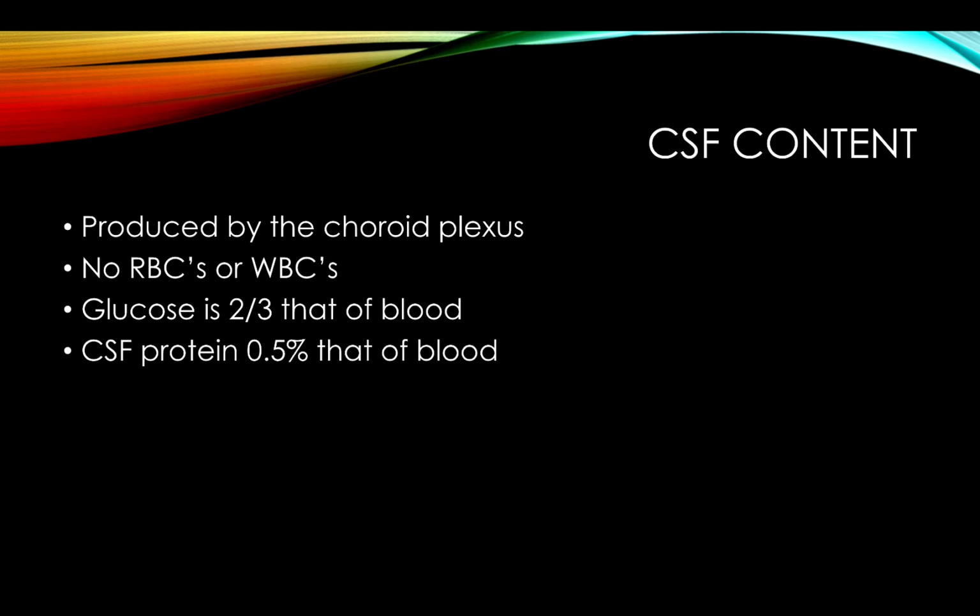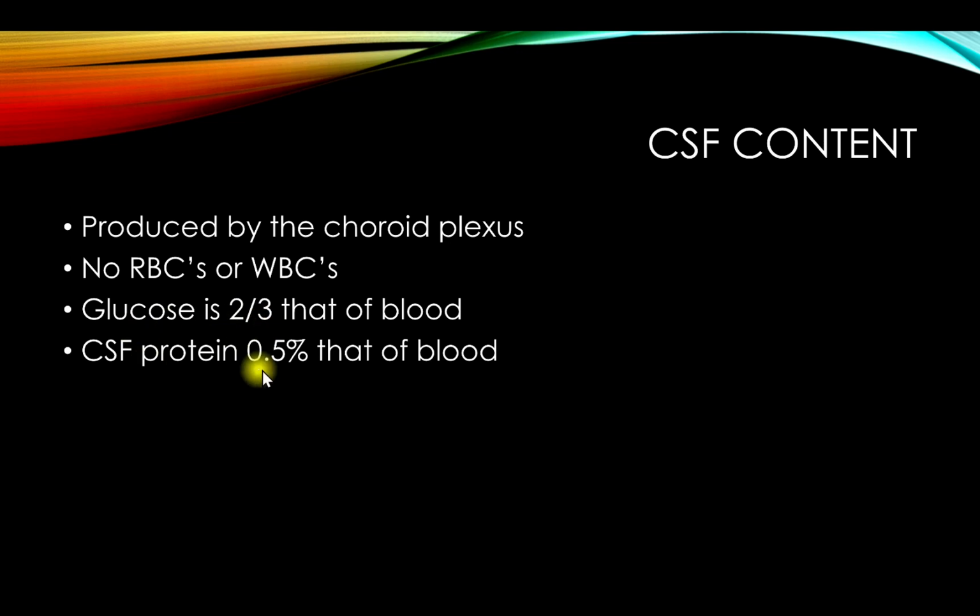All right, so important to know the content of the CSF. There are no red blood cells or white blood cells in the CSF. So remember, if we find a lot of red blood cells, we're concerned about a subarachnoid hemorrhage. If we have a lot of white blood cells, we're concerned that the patient has a meningitis. Also extremely important to know that glucose in the cerebral spinal fluid is 2/3 that of blood. So whenever we do a lumbar puncture, one of the most important things we need to check is what is the glucose. But we also need to compare that with the blood or the serum glucose as well. So normally it's 2/3 that of blood.